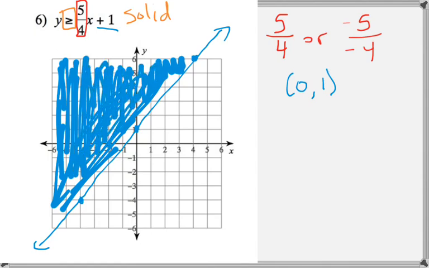And we have answered our 6th example. Hopefully this video has helped you understand how to graph linear inequalities. As always, if you have questions during class, don't hesitate to ask.